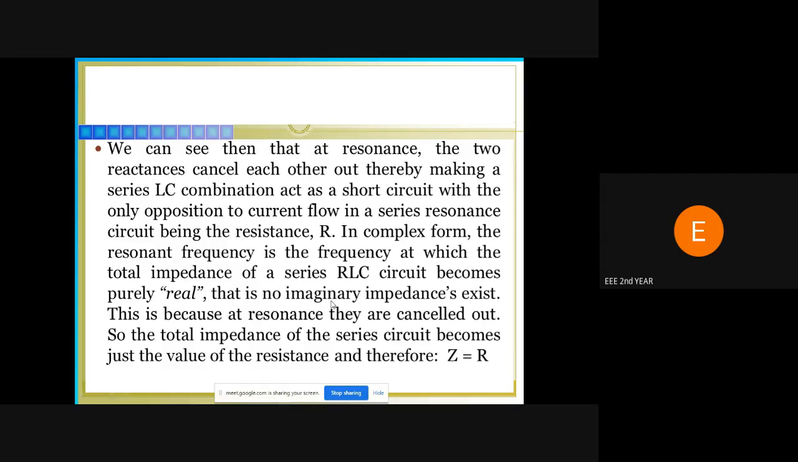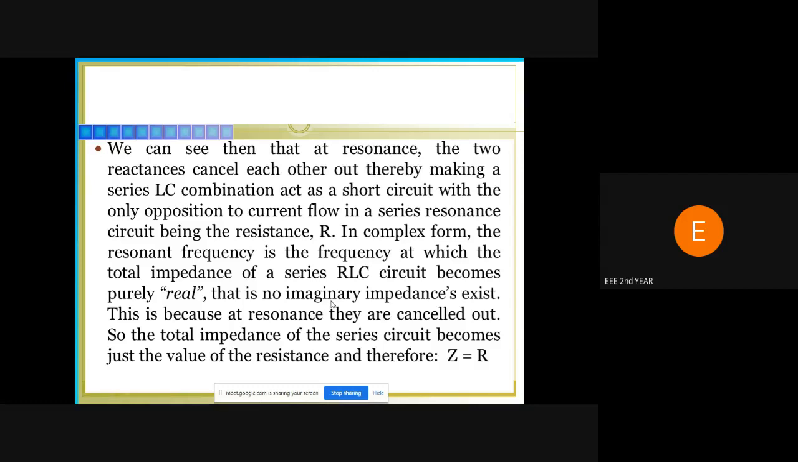At resonance, the two reactances cancel each other out, making the series LC combination act as a short circuit, with the only opposition to current flow in a series resonance circuit being the resistance R. In complex form, the resonant frequency is the frequency at which the total impedance of a series RLC circuit becomes purely real. There is no imaginary part, because at resonance they cancel each other.